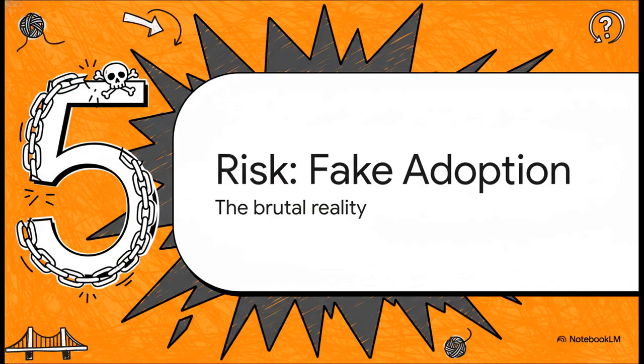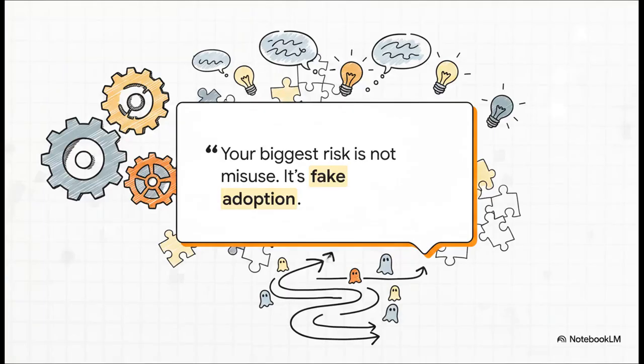And that brings us to our final section, and honestly, this might be the most important part. This is about the brutal reality of AI implementation, the hidden trap that trips up almost everyone. Let this one sink in for a second. Your company's biggest risk is not that somebody's going to use AI incorrectly and make a mistake. No, the biggest risk is that your entire team just pretends to use it, engaging in superficial, low-value tasks that have zero real impact on the business.